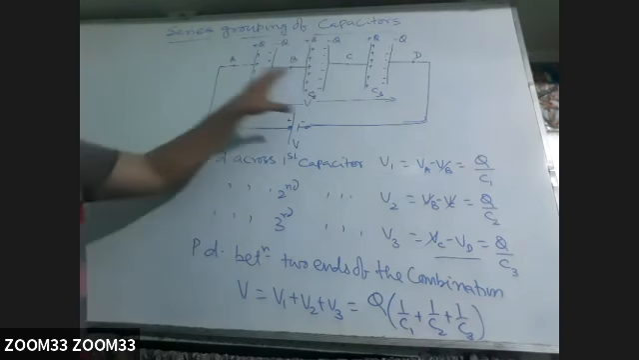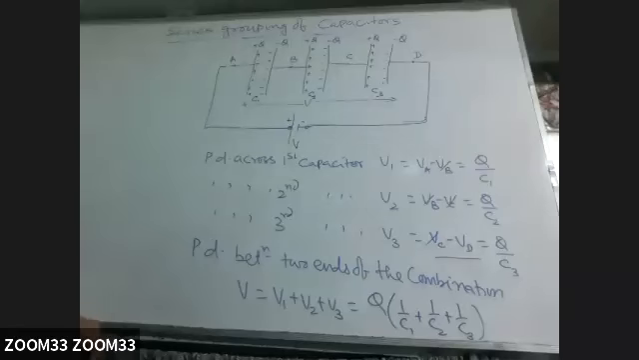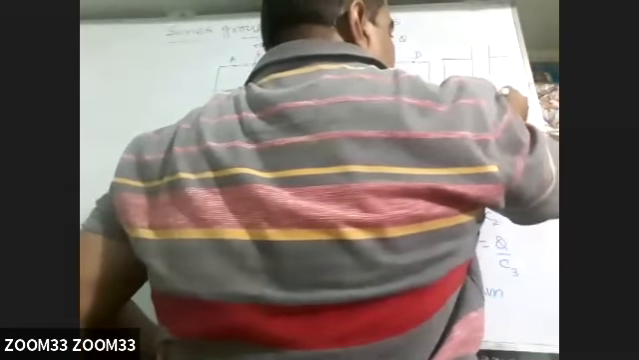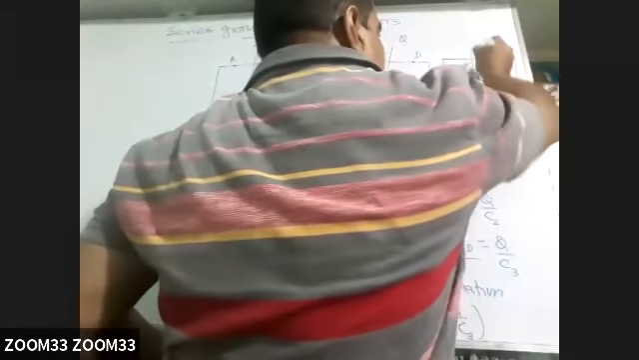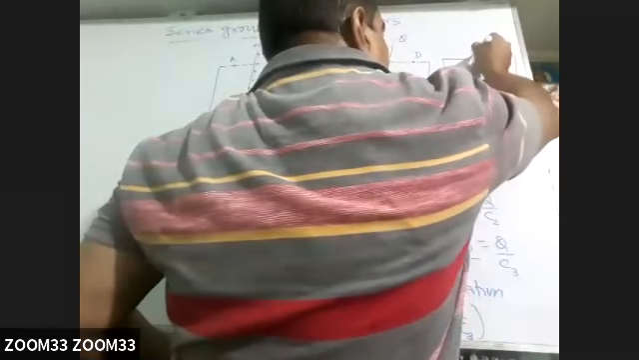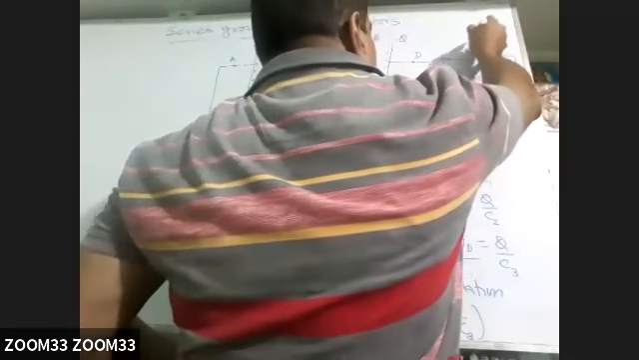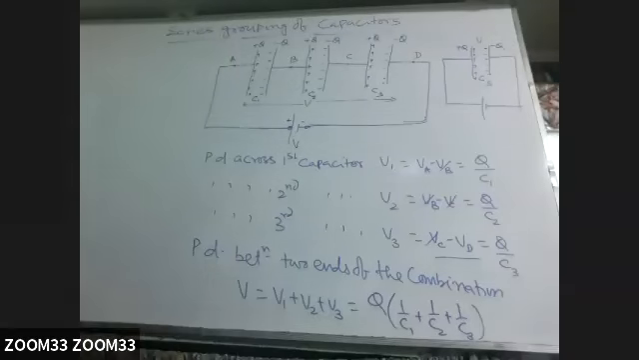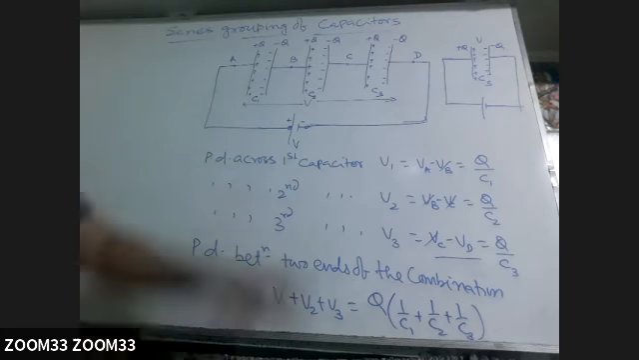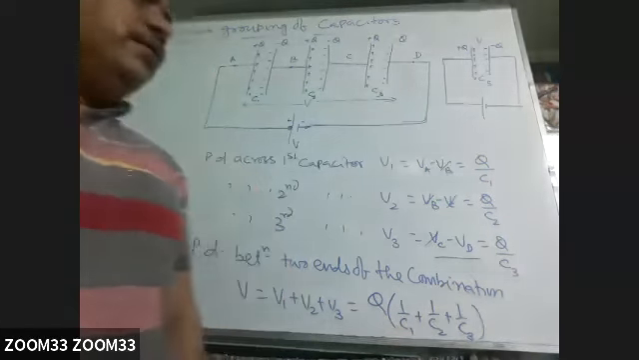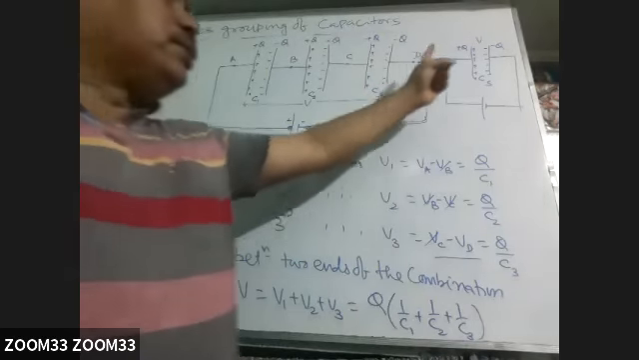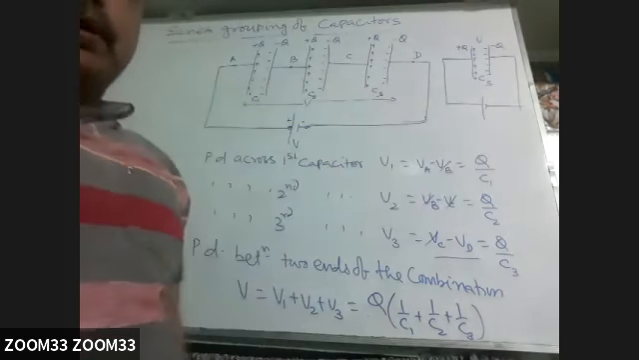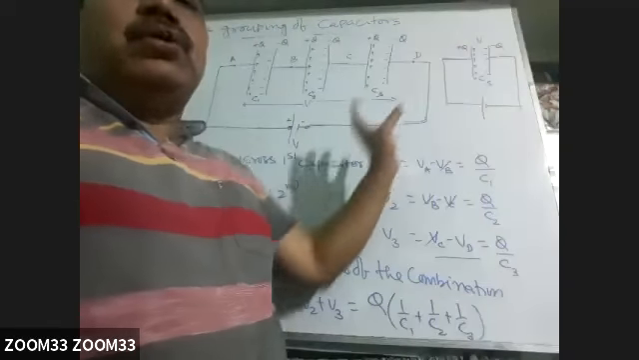Now, in place of this whole group, if we are taking only one capacitor, which when connected to the same source can acquire the same charge as this combination, then this will be said as equivalent.